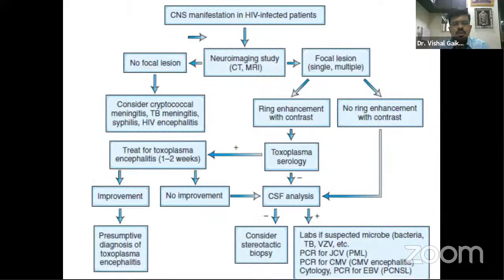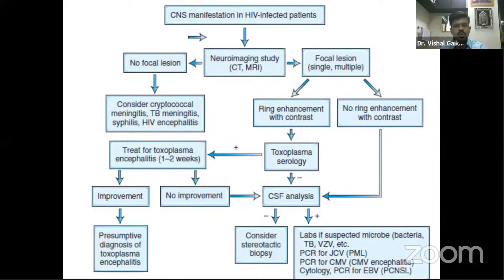This is a very important chart taken from Bradley. If a patient presents with CNS manifestation, just go for neuroimaging, any CT or MRI. If there is no focal lesion, go for CSF and search for cryptococcal, TB, HIV, or syphilis. If there is a focal lesion, single or multiple, with ring enhancement, go for toxoplasma serology. If it is positive, treat the patient. If there is improvement, continue as a case of toxoplasma encephalitis.